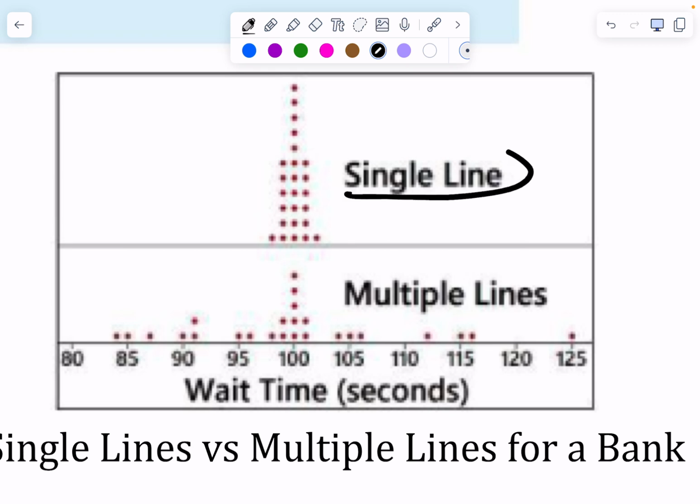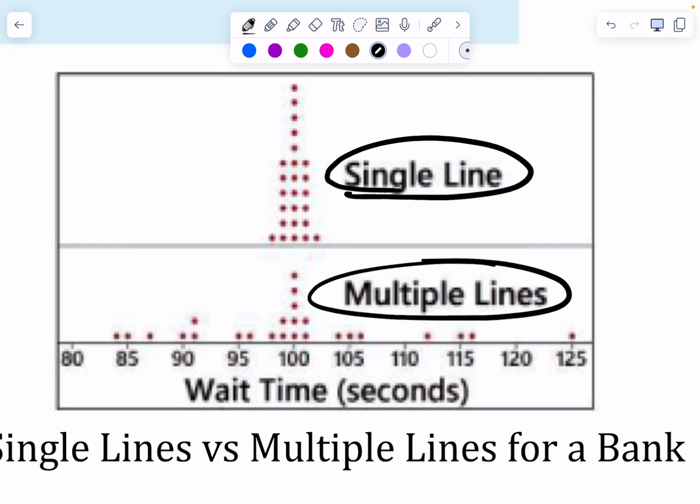If I have one line open at that bank, and every single time there is one line open, I can walk in there and I pretty well know that it's going to take me about 20 minutes to get through the line. If there's only one line open at the bank, I know that when I walk in, it's going to take quite a bit of time to get to the front of the line.